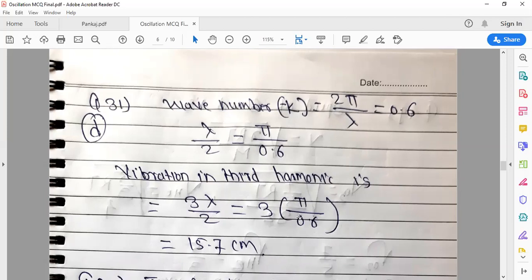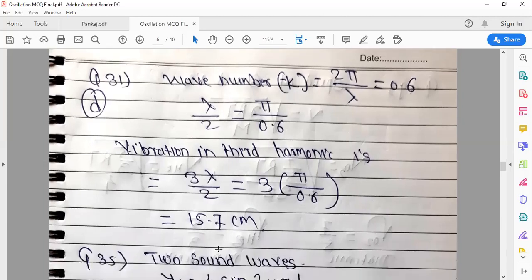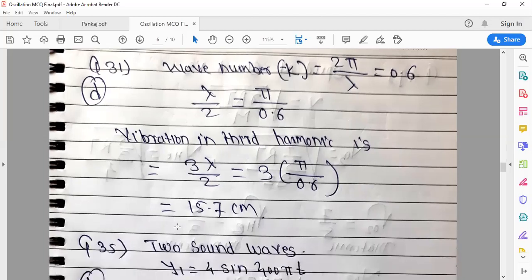So in a third harmonic, what is the vibration? 3 lambda by 2. So put the value of lambda by 2 from the last given things, pi upon 0.6. Finally we get the answer. The length of the string, small l, is equal to, in a third harmonic, 3 lambda by 2. Put the value, we get 15.7 centimeter. So the correct option for question number 31 is option number D.